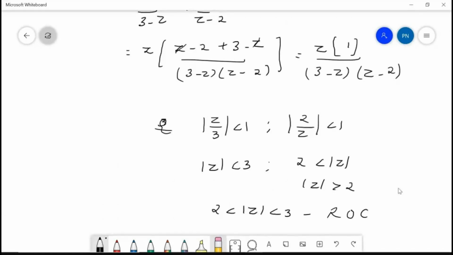So about whichever point we are expanding, that mod has to be less than 1. Only in that condition we can write that as 1 minus x raised to minus 1 or 1 plus x raised to minus 1. So mod x has to be less than 1. In the first expansion, we had x as z by 3. In the second expansion, we had 2 by z. So mod z is less than 3, mod z is greater than 2. So the common inequality we can write is mod z lies between 2 and 3, which is called the region of convergence.